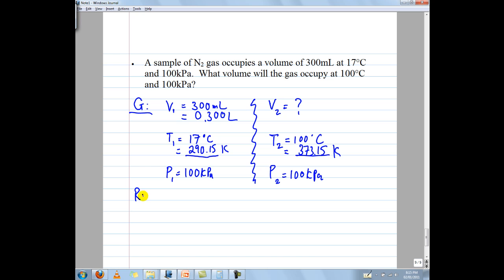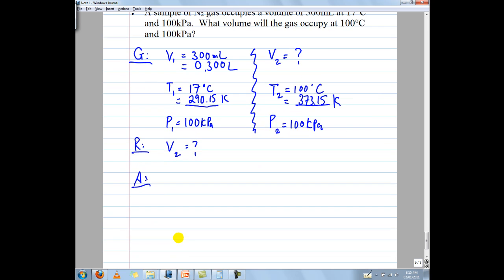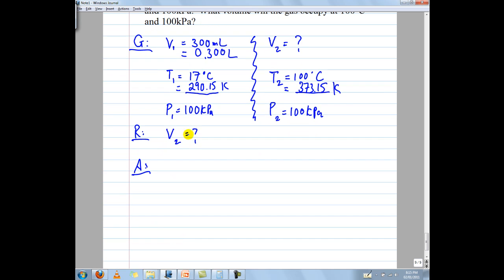So R, what am I trying to find? I'm trying to find V2. So, what is my approach? Well, let's write down the combined gas law. And there we have it. Now, this is another reason why I would highly recommend you keep them organized this way, because if you mix up the two temperatures, T1 and T2, you're going to have them on different sides of the equation, and you will not be able to solve it appropriately.